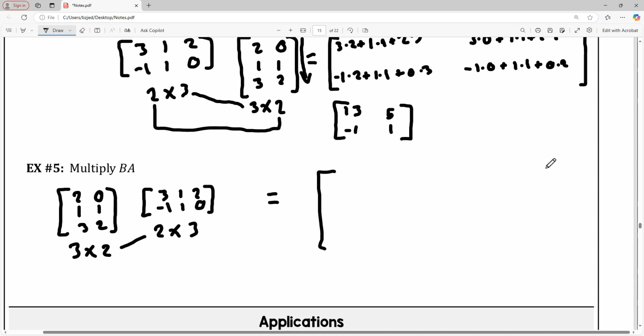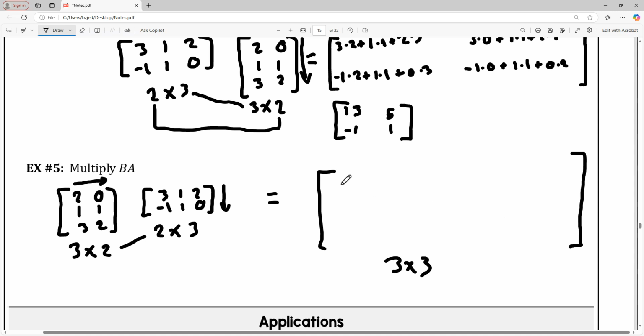Our final answer here, and I'm going to leave myself lots of room on this, is a 3 by 3 matrix. See, before we got a 2 by 2 matrix, but now I'm getting a 3 by 3. So the same pattern still holds. I'm going to use my first matrix here for rows. I'm going to use my second matrix here for columns. Keeping in mind that this is supposed to be a 3 by 3 matrix, there's going to be 9 different numbers that go in this thing.